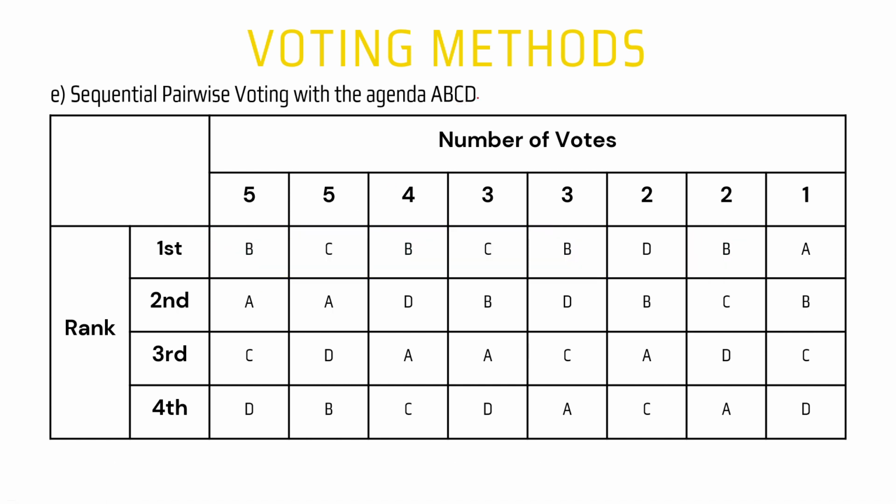And lastly, B versus D. B has 14, while D has 2. So 14 versus 2, obviously 14. So B is the winner. Therefore, via sequential pairwise voting with the agenda A, B, C, D, candidate B is the winner.